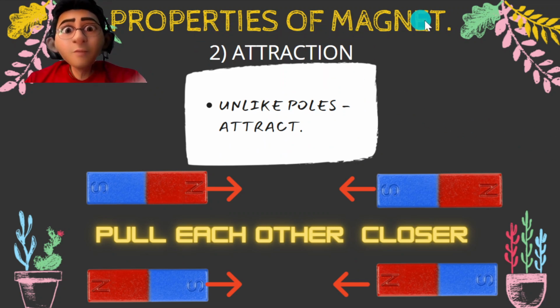Now, the second property of magnets is attraction. Unlike poles attract, so N against S will pull each other closer. They attract each other. N will attract S, S will attract N. They will come close, pull each other closer, and this is called unlike poles. Like poles, the same N and same S, repel.